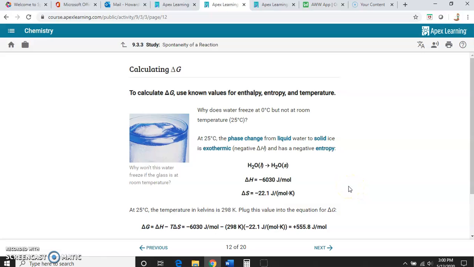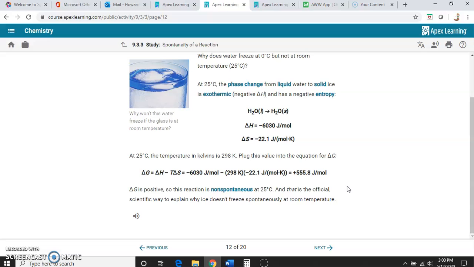Now we're going to look more at calculating the Gibbs free energy, where we can just plug in numbers and solve for it. This example shows liquid water going to solid ice. We know it's exothermic with a negative enthalpy, and it also has a negative entropy. We can plug those values in. At 25 degrees Celsius, we just add 273 to convert it to Kelvin, so the total is 298 Kelvin. We can plug that in.